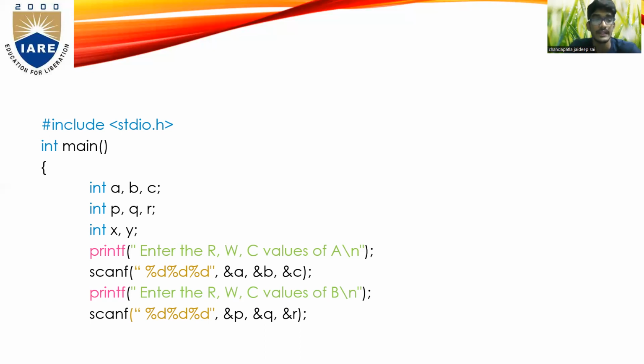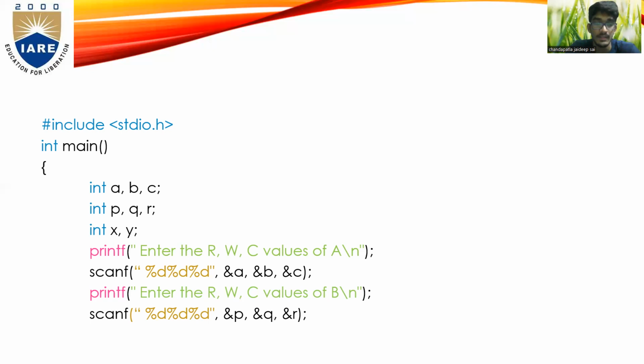So we are also defining the terms x, y. We are writing int x, y, which means x, y are of type integer. We are assigning the statistic values and the summations to x, y. First of all, we are asking the user to enter the r, w, c values of a.